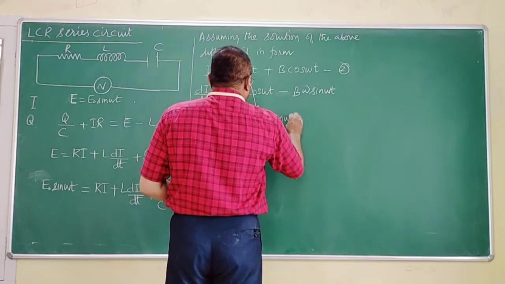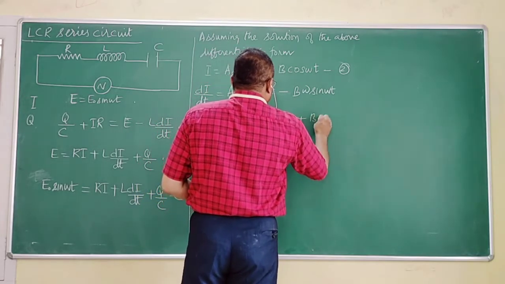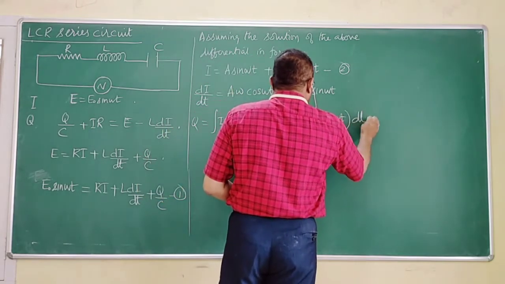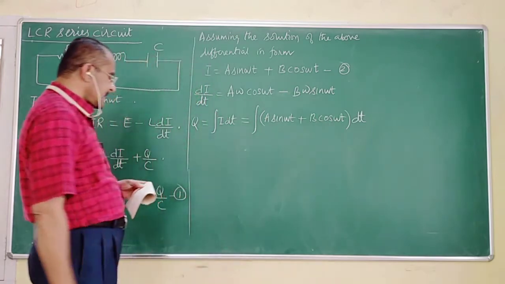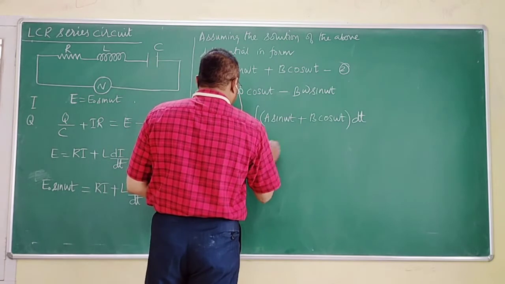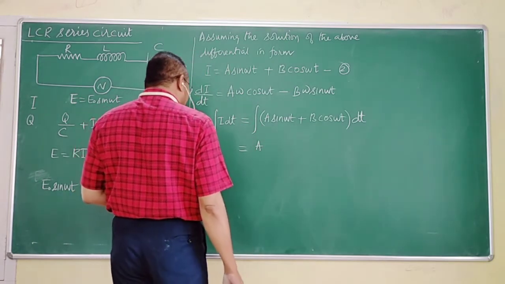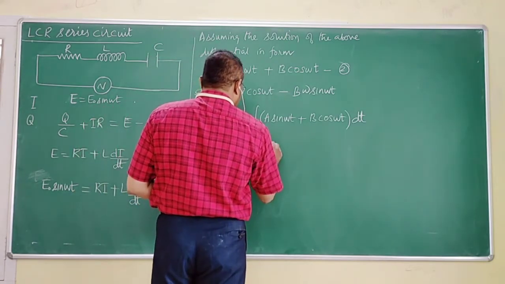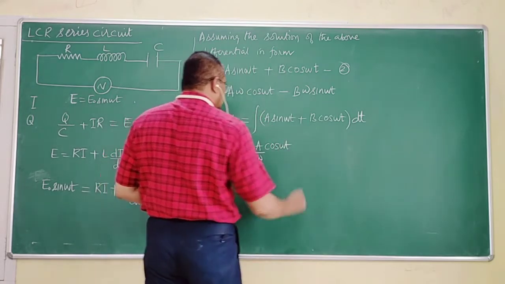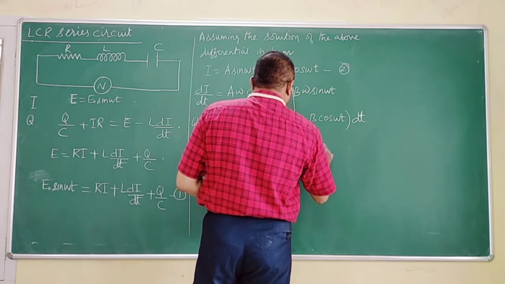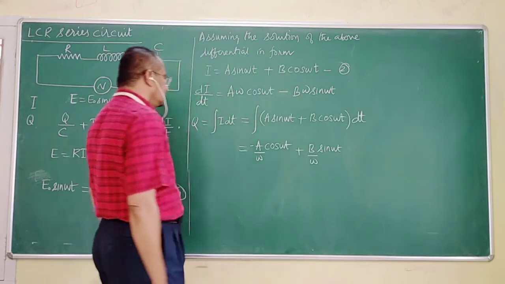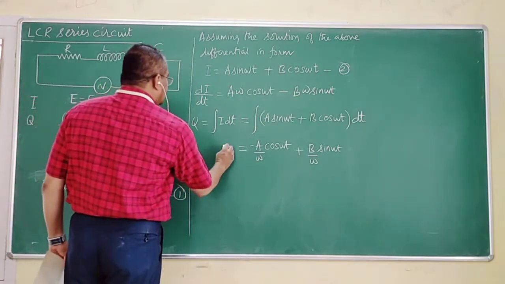A sin omega t plus B cos omega t into dt. Is that okay to you, sir? So A, if you integrate sin omega t, you get minus cos omega t divided by omega, plus B sin omega t by omega. This is the expression for Q.